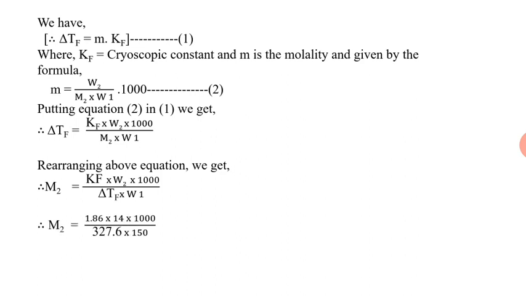Therefore, putting all the values, 1.86 into 14 into 1000 divided by 327.6 into 150, we get our final answer, that is 144.67. Thus, the molar mass of the substance M2 is 144.67. So, in this way we have solved this sum.